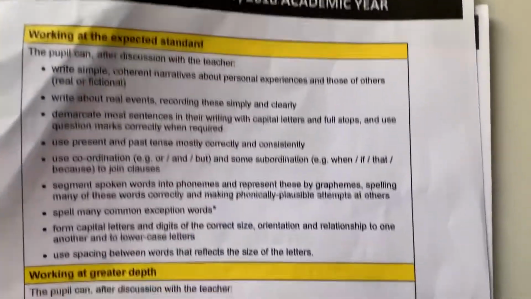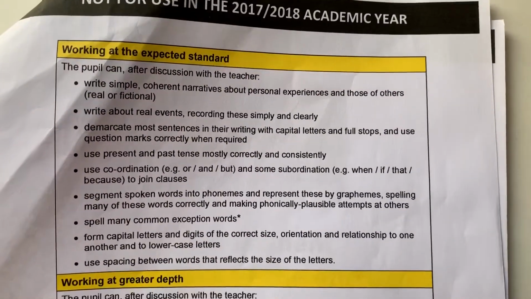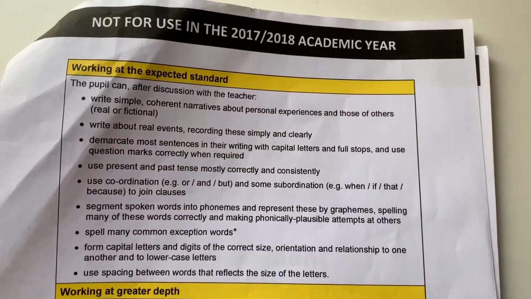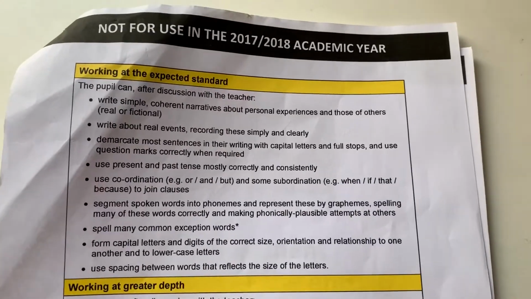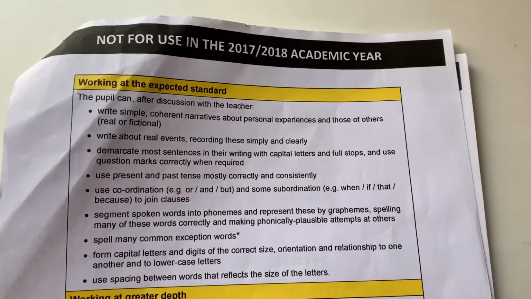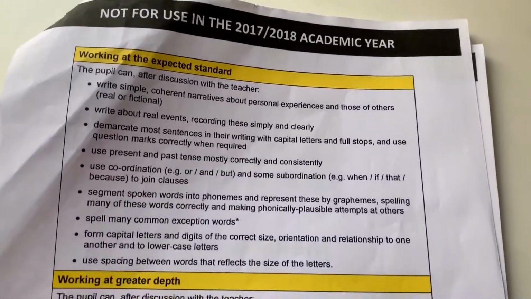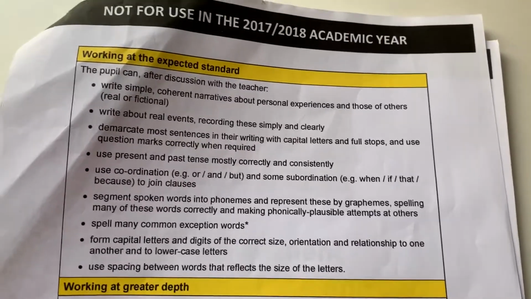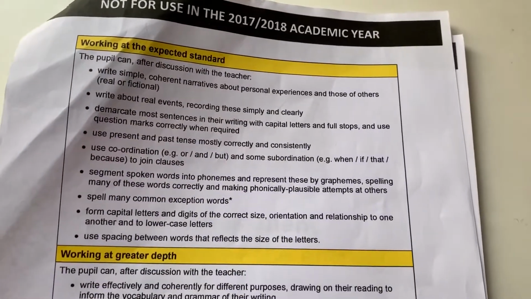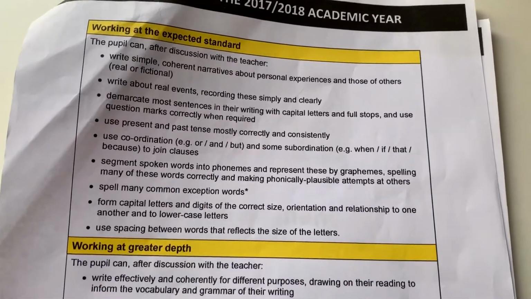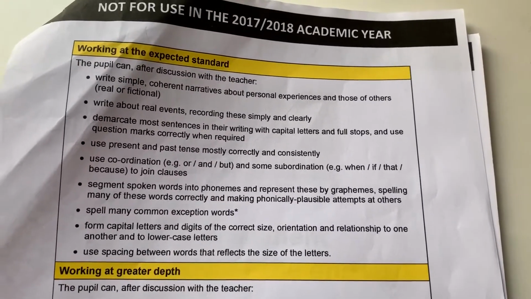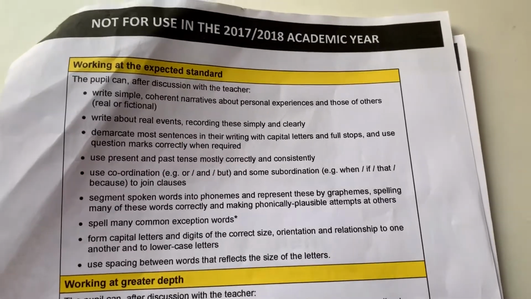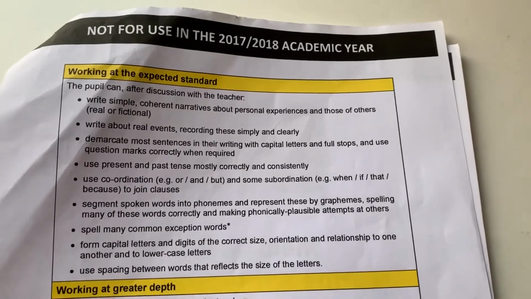I'm going to start with the top statement. Write simple, coherent narratives about personal experiences and those of others, real or fictional. Now that statement is absolutely key to children being at the expected standard at the end of Year 2. And I want to particularly focus in on the word coherent. I've recently delivered some training for the Standards and Testing Agency to other authorities in the country, and we really unpicked what that term coherent means.